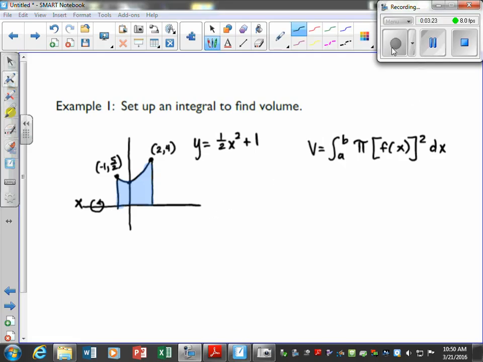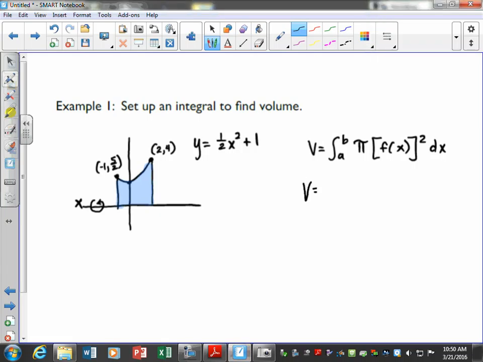So we have our formula down. So I have volume is equal to our intervals. What's our a to b? We're writing everything in terms of x. So what's the x values? Very good. -1 to 2. And that's from here, -1 to 2.